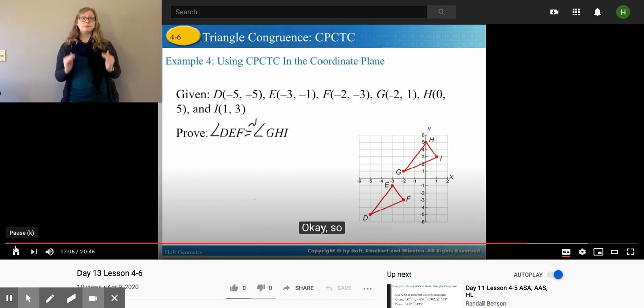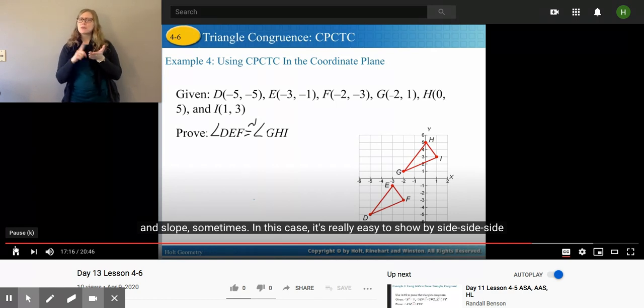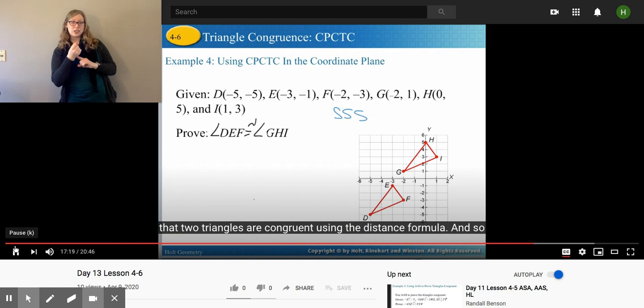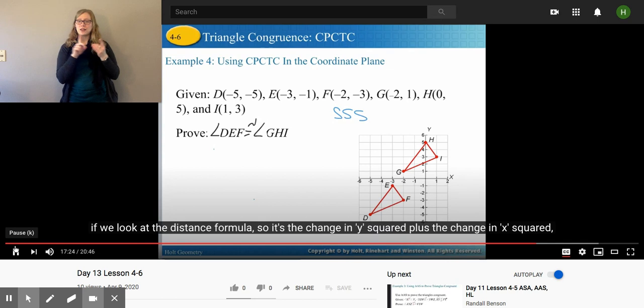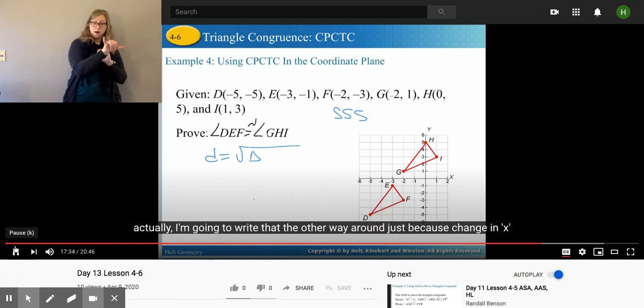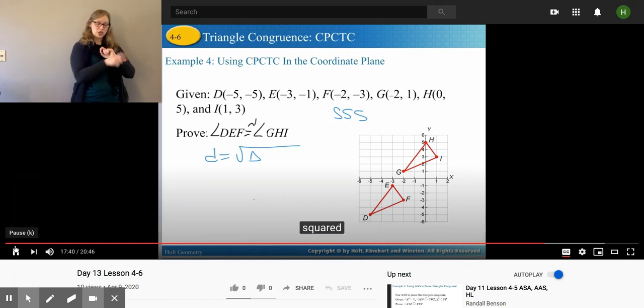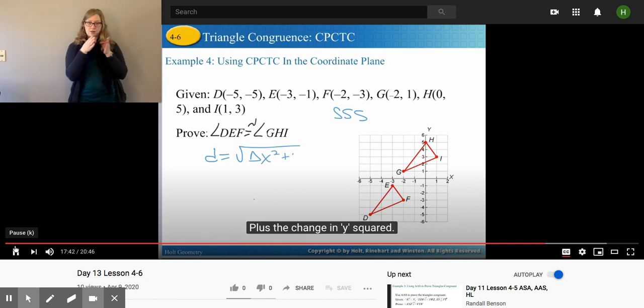Okay, so we can prove things in the coordinate plane using distance and slope sometimes. In this case, it's really easy to show by side that two triangles are congruent using the distance formula. And so if we look at the distance formula, it's the change in y squared plus the change in x squared. Actually, I'm going to write that the other way around, just because: change in x squared plus the change in y squared.